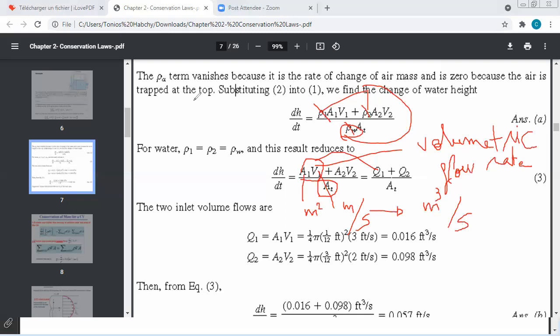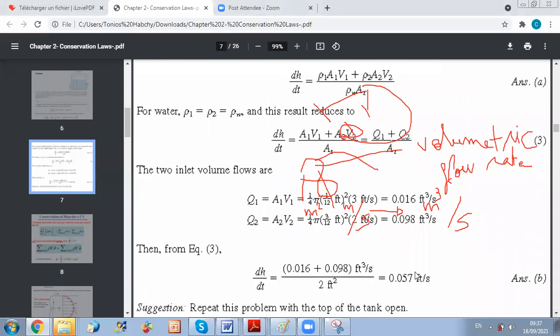And now I can find the resulting change in h with respect to time. And the unit will be, since I'm dealing with English units here, dh by dt is like a velocity, so it's feet per second. So when you work with English units, it's feet per second. If you are working in SI units, it's meter per second.